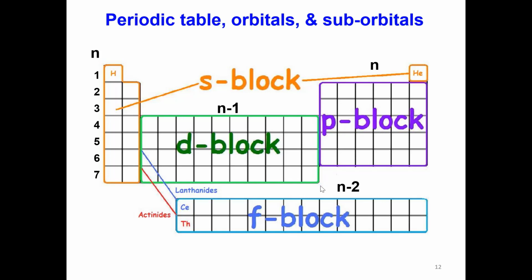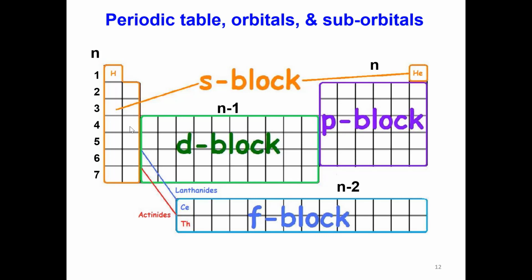The rows of the periodic table are associated with the principal quantum number of the orbitals. For example, we can see that n equals 1 corresponds to the first row, n equals 2 corresponds to the second row, n equals 3 corresponds to the third row, and 4, 5, 6, 7 each correspond to the respective row. Also, the periodic table is divided by blocks.